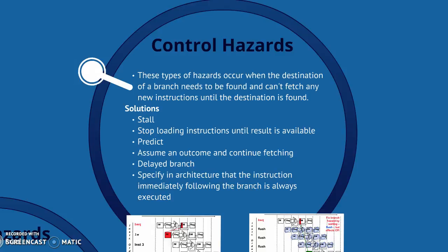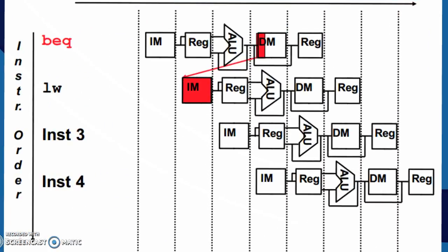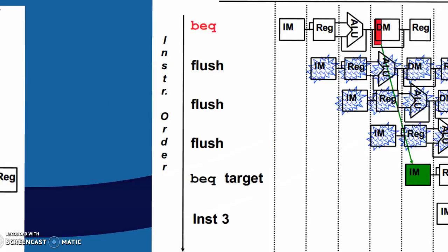Our first example shows the dependency between the first instruction, BEQ, which is a branch instruction, and the load word instruction. Branch instructions will always be executed after the third stage unless specified differently. The next instruction, in this case, the load word instruction, will need the value of the branch before it is ready, causing the control hazard. One of the solutions I described above was to stop loading instructions until the result is ready. This is done by flushing, as we can see on the next slide.